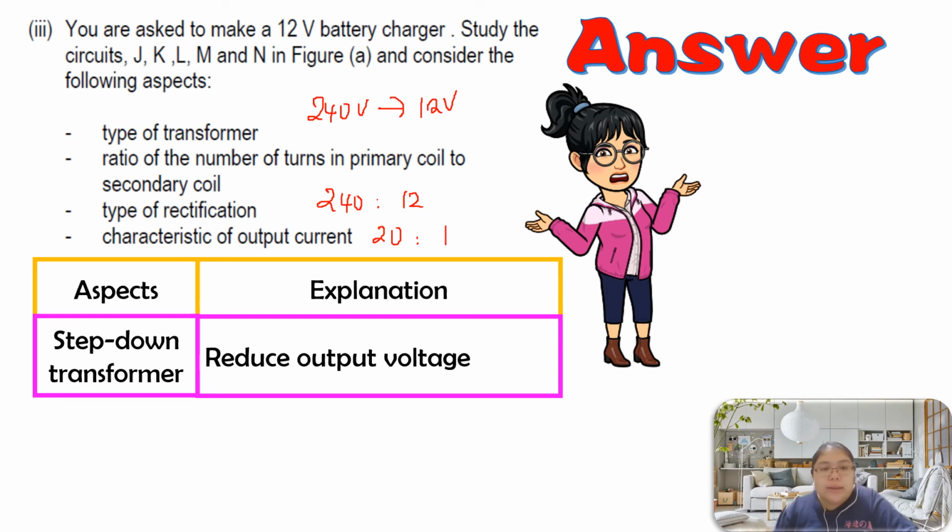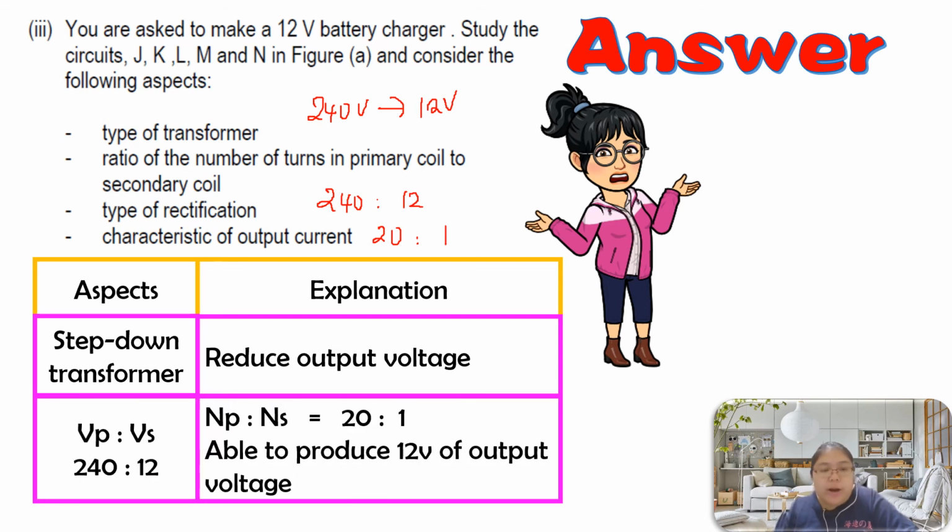That means the ratio of the number of turns must follow the voltage. So we just write the VP to VS ratio is 240 to 12. For the number of turns of primary and secondary, the ratio also must be 20 to 1. So what is the reason? To be able to produce a 12 volt output voltage. So we adjust the number of turns, then later we can produce a 12 volt output voltage.